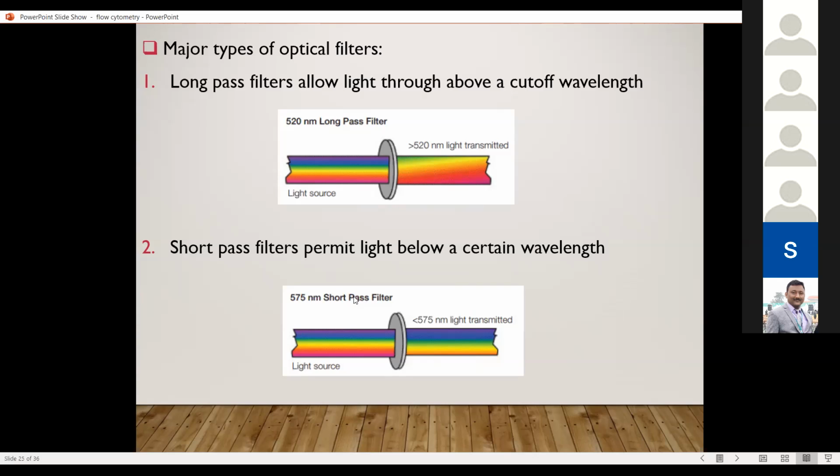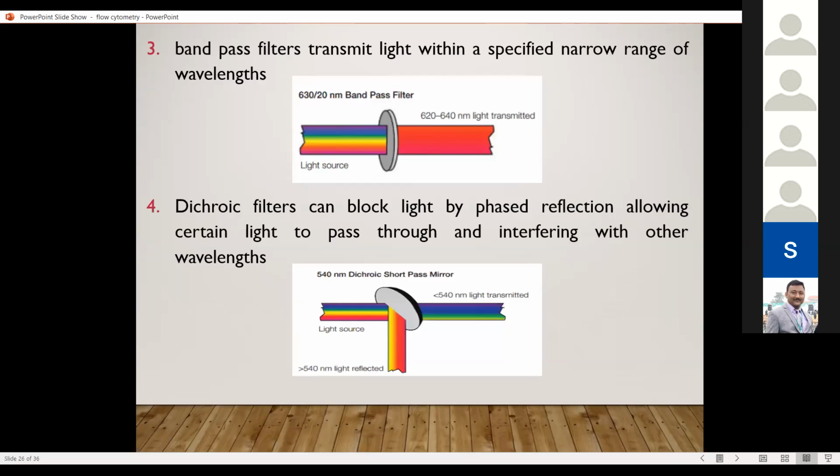Another is a short pass filter, which only permits light shorter than 575 nanometer to pass. So this is a common category. Long pass allows wavelengths greater than 520, and short pass permits only wavelengths less than 575 nanometer. Another is a band pass filter, which allows only a range of wavelengths. For example, a 620 to 640 band pass filter will allow only light in the range of 620 to 640. Others, greater or smaller, will not be able to pass through this filter.